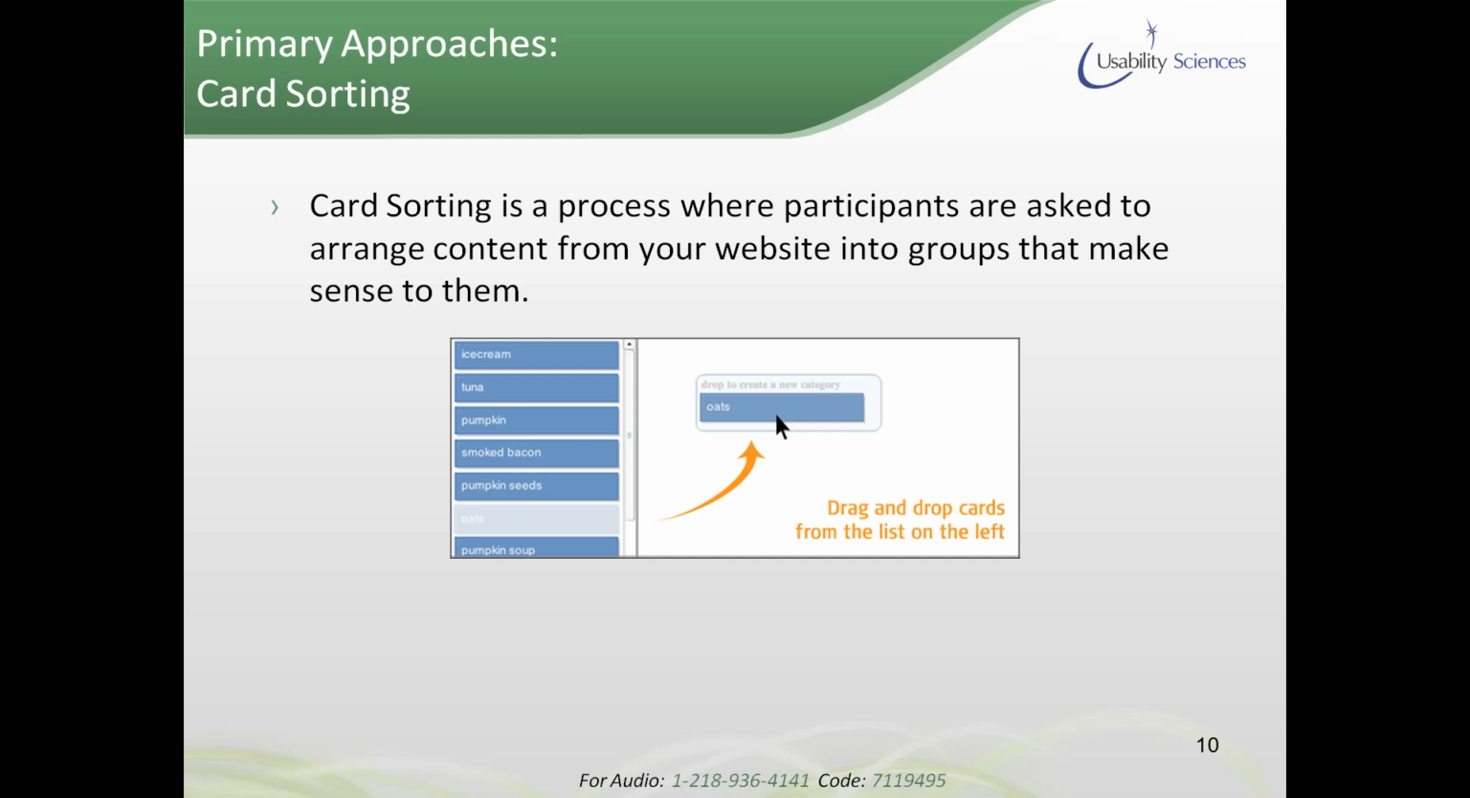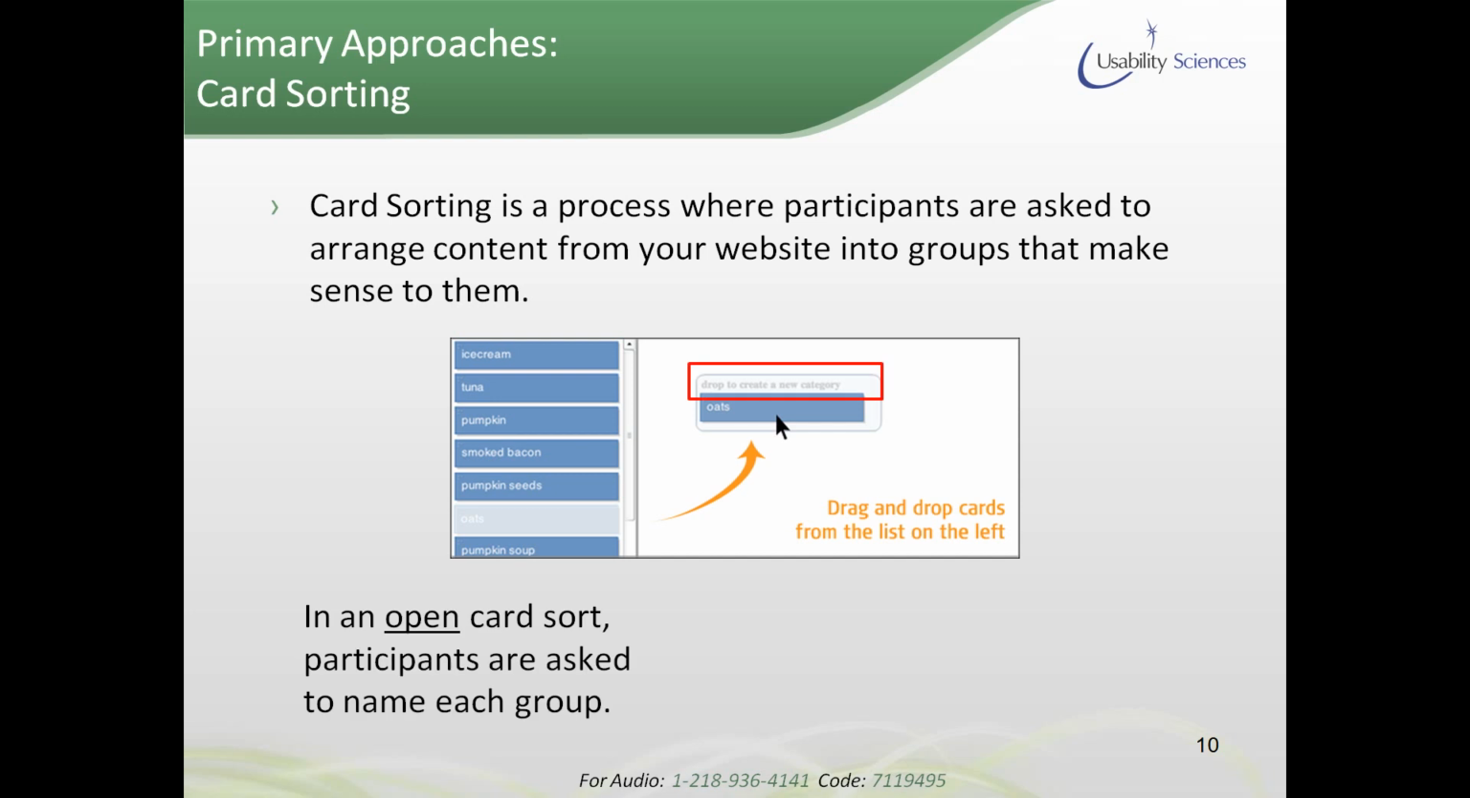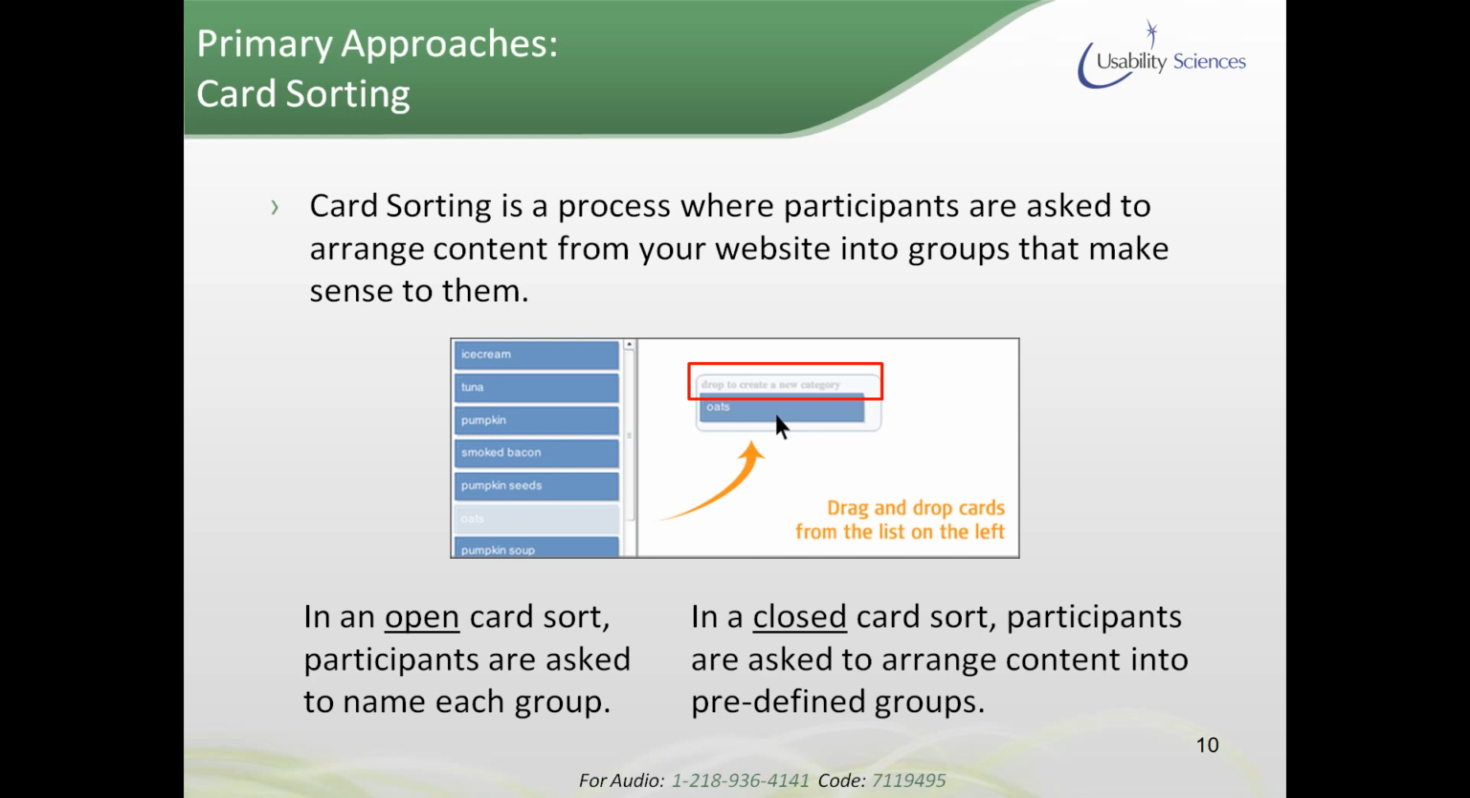You can see in this example here, on the left you have products such as ice cream, tuna, pumpkin, etc. And basically what you'll have the participant do is drag into the white space and group like products. Now there are two types of card sorts. One is an open card sort. In this scenario, as I just described, participants would drag and drop these different products and they would group them by like products. The difference is an open card sort, the participants are asked to name each of those groups. Whereas in a closed sort, participants are asked to arrange the content into predefined groups.